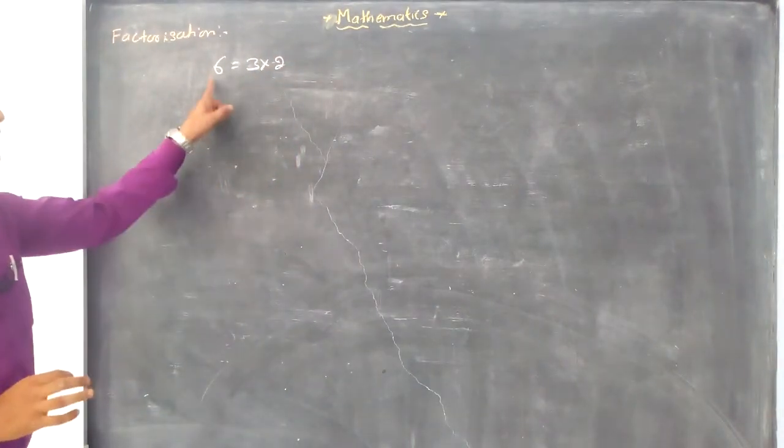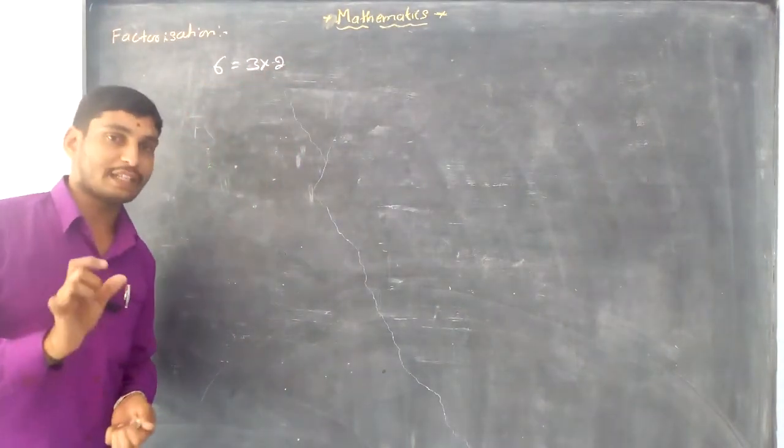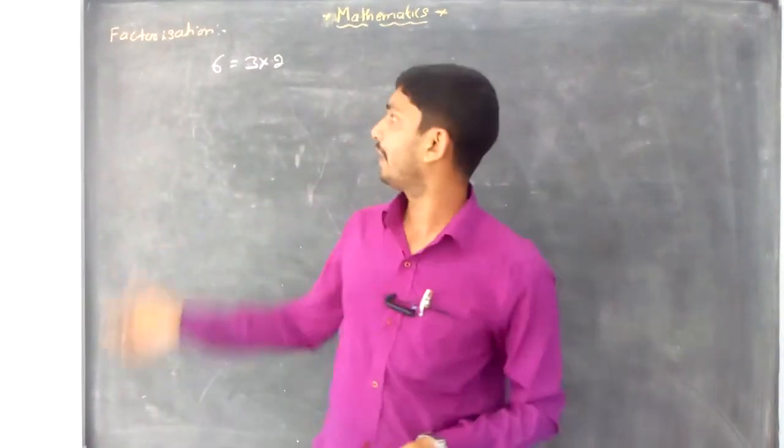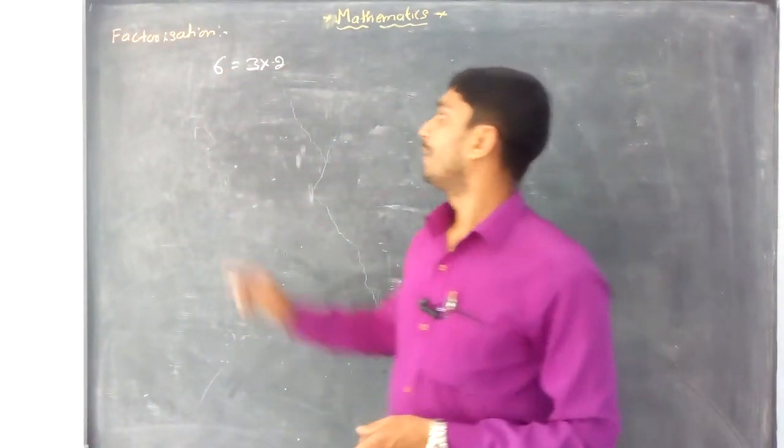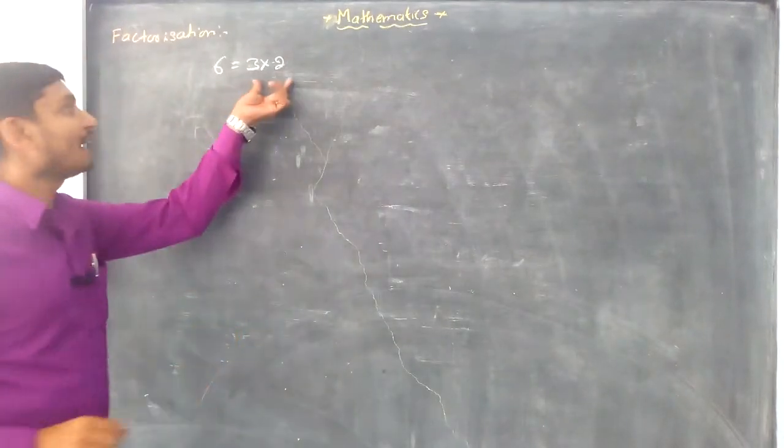Yes, you know, writing 6 equals 3 into 2 is called factorization. Okay, that process we call factorization. Then this 3 and 2 are called factors of 6.